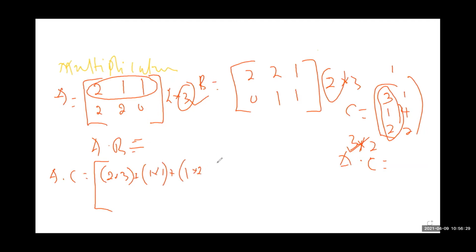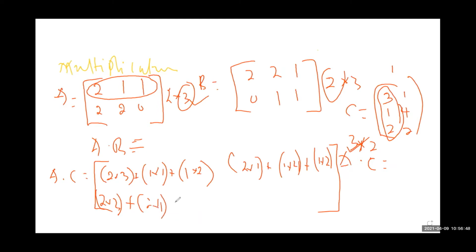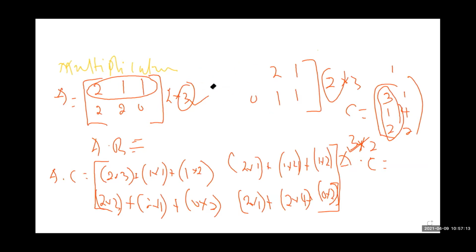So we're going to have 2 times 3 plus 1 times 1 plus 1 times 2. Then the next one will be 2 times 1 plus 1 times 4 plus 1 times 2. The next operation, I'm going to do 2 times 3 plus 2 times 1 plus 0 times 2. Then my next is 2 times 1 plus 2 times 4 plus 0 times 2. Let me go back here and clean this.